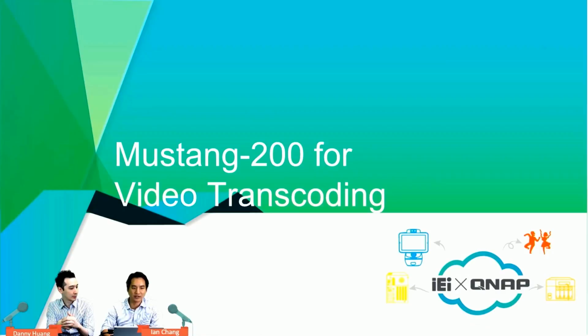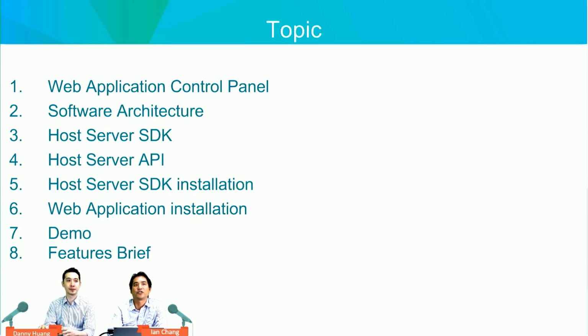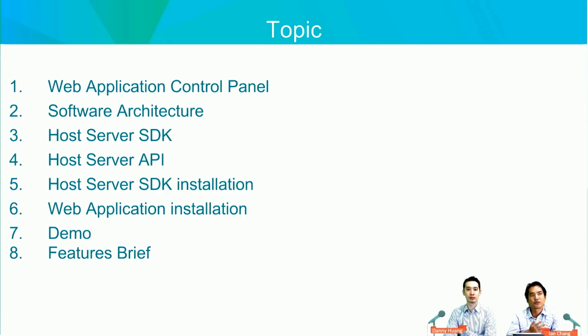Okay, thank you, Danny. The first page is where we choose the Mustang-200 for the transcoding video. On the first page, I have added topics. Topic 1 is the web application. This dashboard will show some pictures, so you have some idea about what our application is.